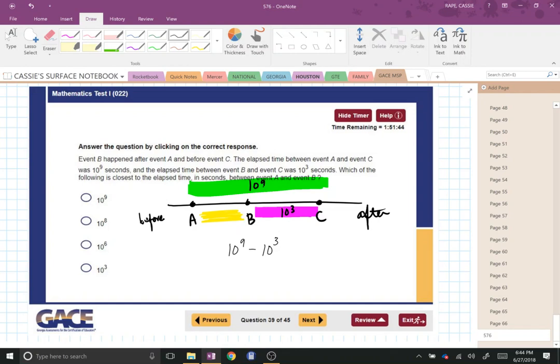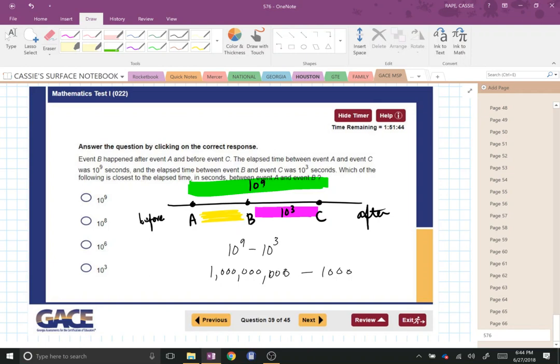It is not. This is a 10 with, or a 1 with 9 zeros after it. That's a billion. Okay? Minus, so a billion seconds passed, minus a 1 with 3 zeros after it, minus 1,000. That's not going to be 10 to the 6th, which is a million.